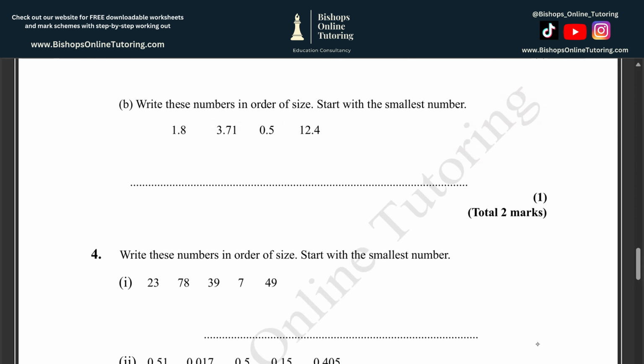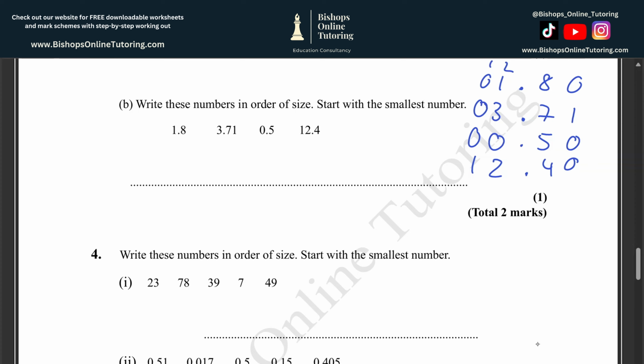So we can do the exact same thing as what we did with the decimals that started with 0. So just make sure you keep the decimal point in the same spot, and then you can't get confused. So 1.8, 3.71, 0.5, and 12.4. Now let's go ahead and add a bunch of zeros everywhere. So 0, 0, 0, 0. Now let's go with column number 1, 2, 3, and 4 and look at what the smallest number is.